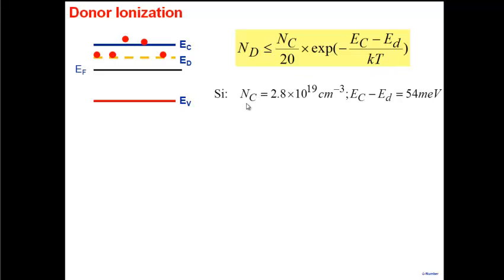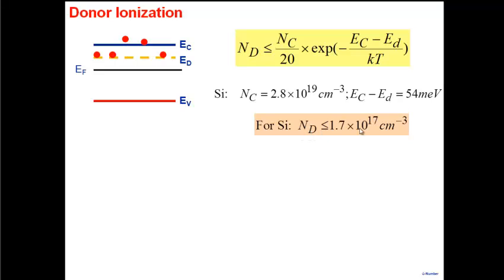So let's put in some numbers. NC, 2.8 times 10 power 19, is the density of states. EC minus ED, as we said, for silicon we'll take this number, 54 milli-electron volt. And if we plug in the numbers, we find ND less than or equal to 1.7 times 10 power 17. That's the number at room temperature, at T equal to 300 Kelvin. This is the number below which, if you have added a number of dopant atoms less than about 10 power 17 or equal, you're okay.